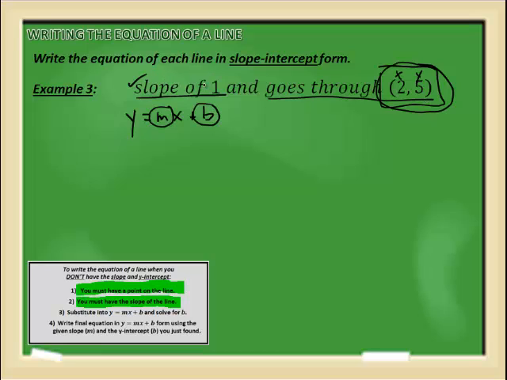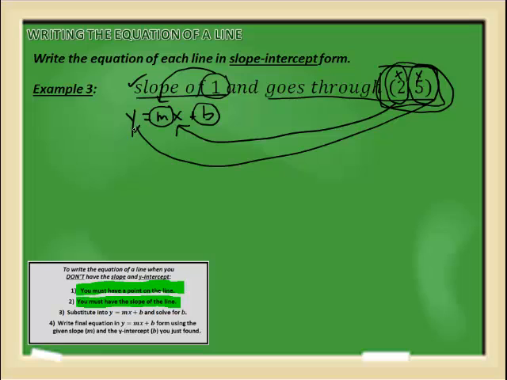So here's what I'm going to do. I'm going to plug in my 1 for my m, my 2 for my x, and my 5 for my y. So let's go ahead and do that. 5 for y equals your m, which is 1, times your x, which is 2, and then plus, I don't know what my b is. You'll notice now I have an equation with one variable, and I can solve that equation.